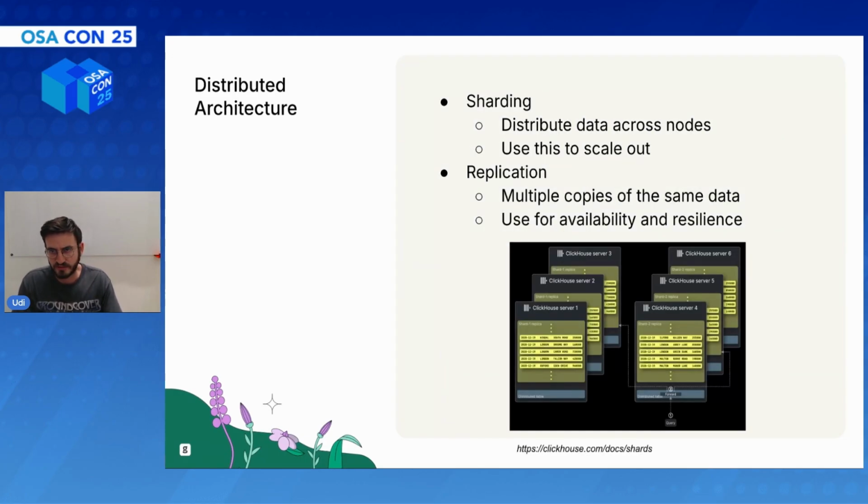ClickHouse supports both sharding and replication. Sharding means distributing the data across different nodes. We use this when we need to extend our deployment resources over what we can on a single machine or a single disk.